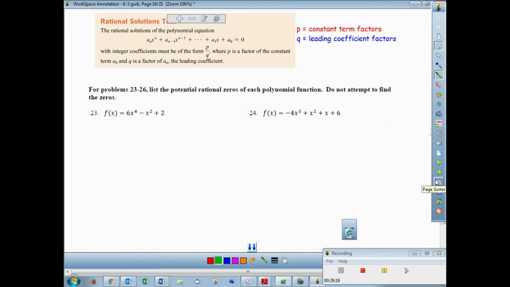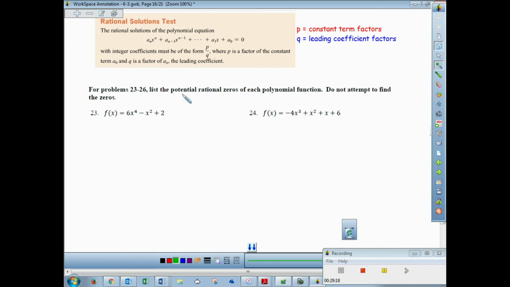Let's jump to 23 and 24. This is what we had to do before there were graphing calculators. It's like, how did you find those rational roots, dude? If you didn't have a graphing calculator, how did you know you were supposed to divide by this or divide by that? So there's this rational solutions test right here. It is kind of complicated until you do a few of them.